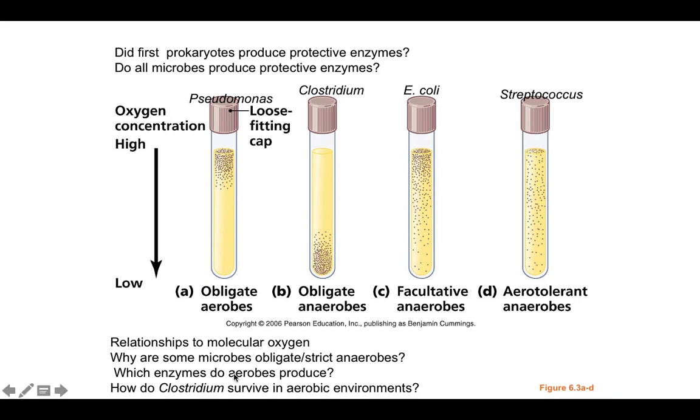So let's see here, you guys. Why are some microbes obligate or strict anaerobes? Remember, it's because they can't make any protective enzymes, no superoxide dismutase, nor catalase, nor peroxidase. Which enzymes do aerobes produce? The obligate or strict aerobes are going to make those protective enzymes. And we said that Clostridium can survive in aerobic environments by making endospores.